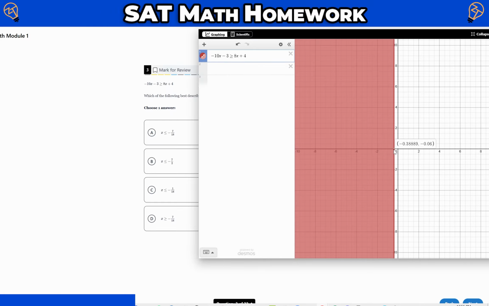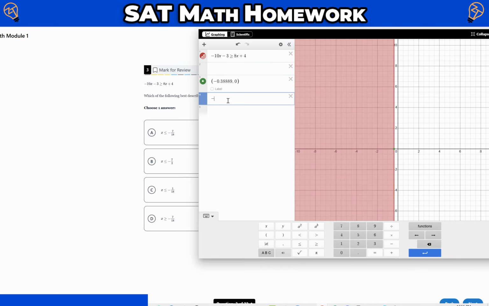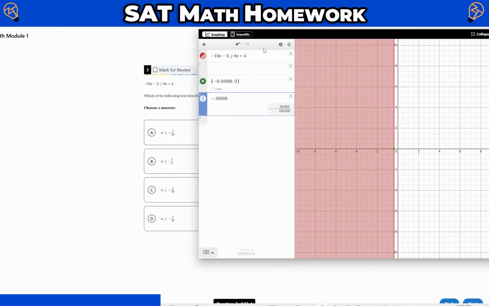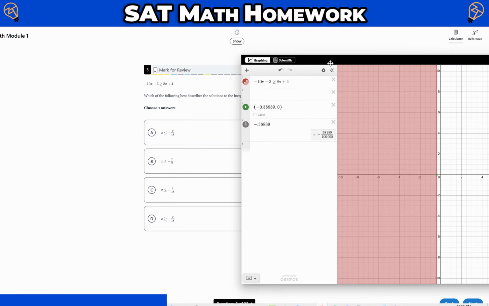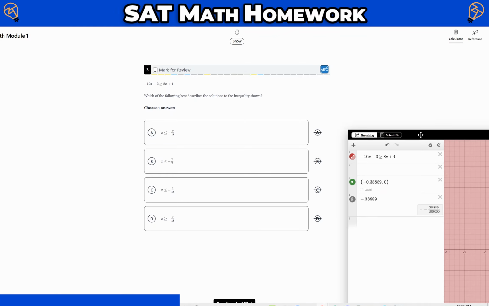And actually I can show you that. So let's go to this value. We'll go ahead and export it so we can see it. And if I type in negative 0.38889, no good. So we know it should be less than or equal to. And at least from there, I can say, okay, anything that's greater than or equal to, I could eliminate, which is just this one.